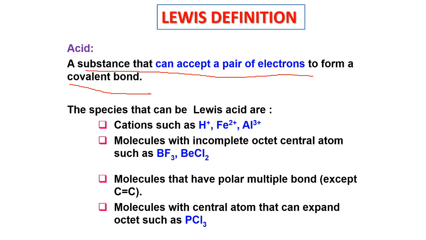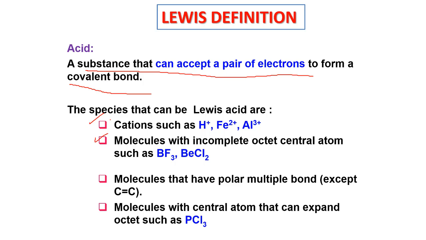The Lewis acid could be an atom, ion or molecule. Jadi Lewis acid ni adalah spesies yang macam mana ataupun bahan yang macam mana. Dia boleh jadi atom, boleh jadi ion ataupun molecule. So you can see here the species that can be Lewis acid adalah contohnya cations such as hydrogen ion, iron(II) ion and aluminium 3+ ion. Alright. It can be molecules. So apa contoh-contoh molekul yang boleh jadi Lewis acid? Molecules with incomplete octet central atoms such as boron trifluoride, beryllium chloride dan yang lain-lain.